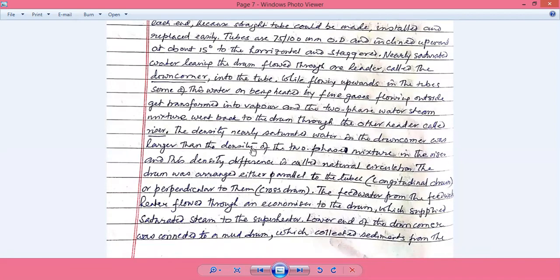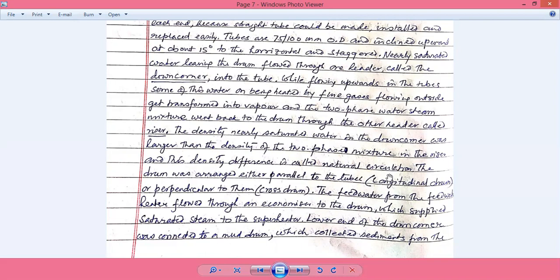The density of the nearly saturated water in the downcomer is larger than the density of the two-phase mixture in the riser, because when the water is saturated with steam, it again goes through the tubes where it is heated and converted into steam. So the density of this mixture in the downcomer and the riser is not exactly the same, but a bit different.